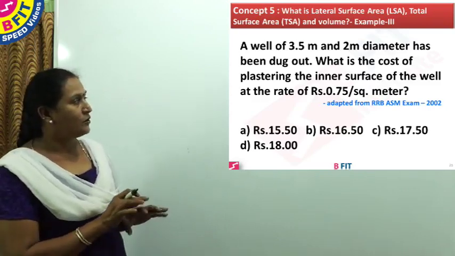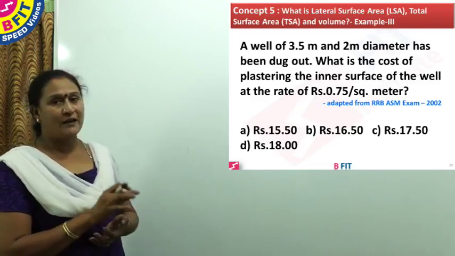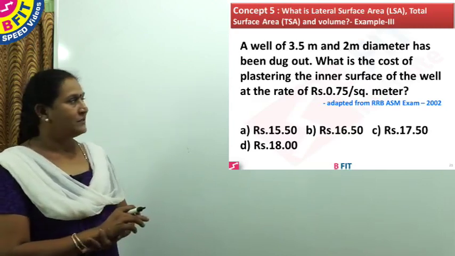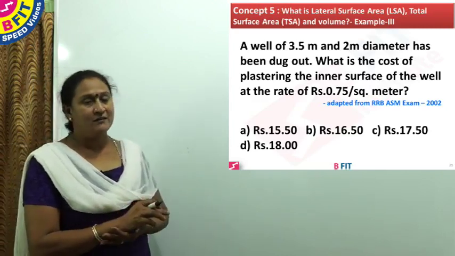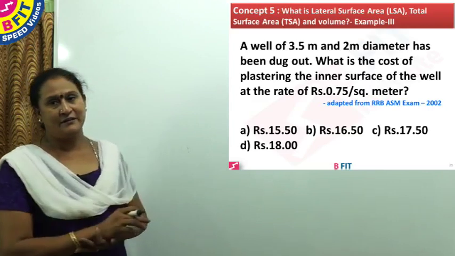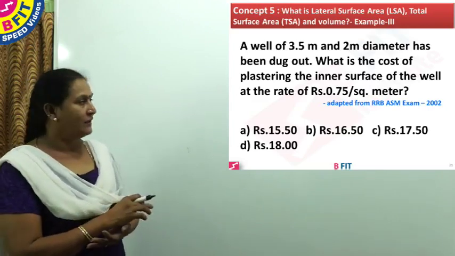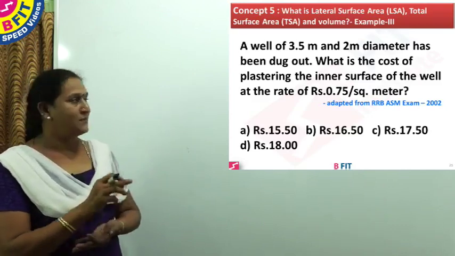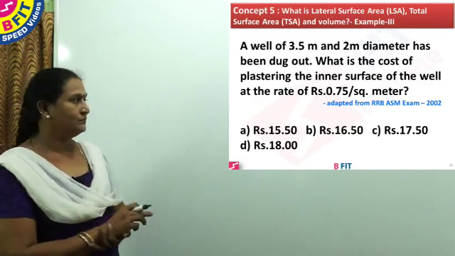So when this amount of earth is taken out, we get a cylinder, in the form of a cylinder, and plastering is asked. So it is enough if you find the curved surface area of this cylinder. So we will see the working. This question was adapted from the RRB ASM exam 2002.